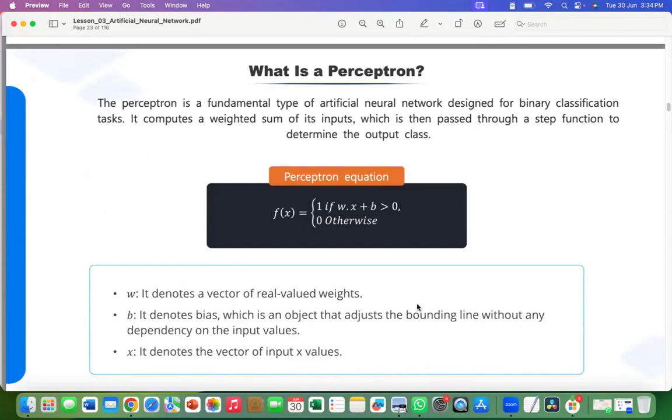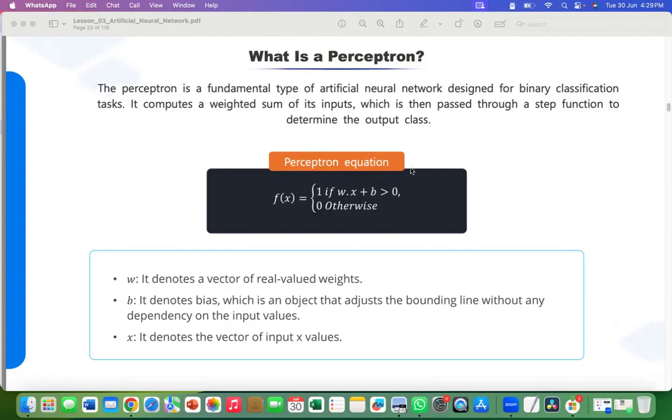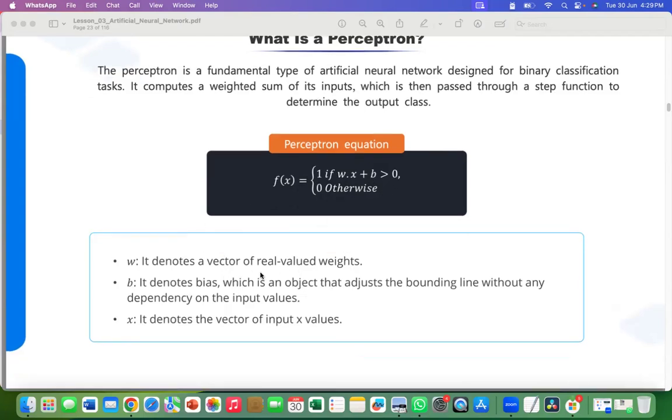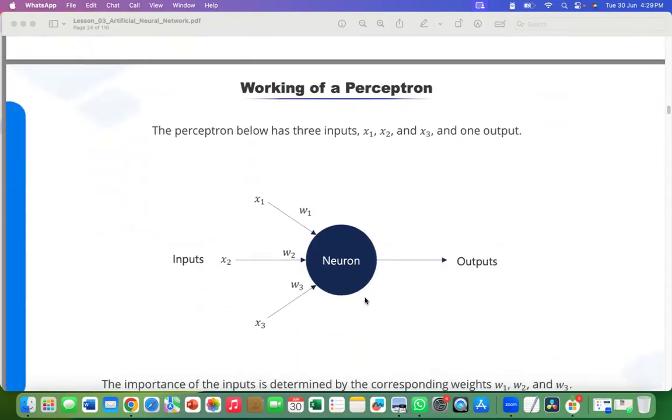So it is very much clear now that in case of the perceptron, the formula is f(x) is equal to 1 if w dot x plus b is greater than 0, and 0 otherwise. Okay, so w denotes a vector of real valued weights, b denotes the bias. And what is bias? This is an object that adjusts the boundary line without any dependency on the input values. And x denotes the vector of input x values. Then how does it work? What is the working principle of the perceptron?